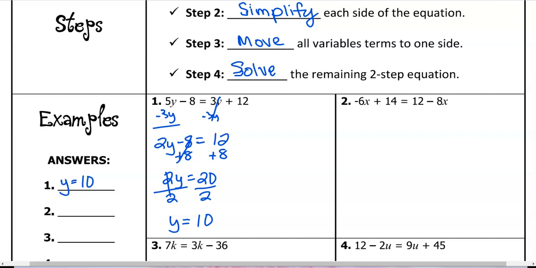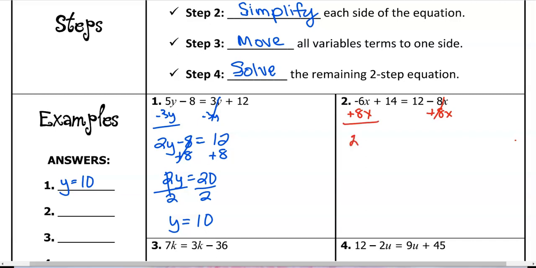I think you can handle number 2. I think you can. You try number 2. All right, nothing to distribute, nothing to simplify. We go straight to moving things over. Did you add the 8x to the other side? Is that what we did? All right. Would you be wrong if you added 6x? No, you're not wrong. We just usually move things over to the left.